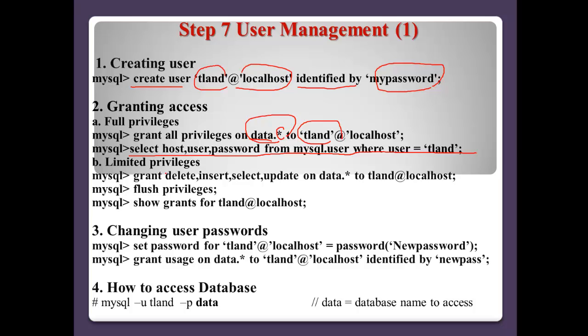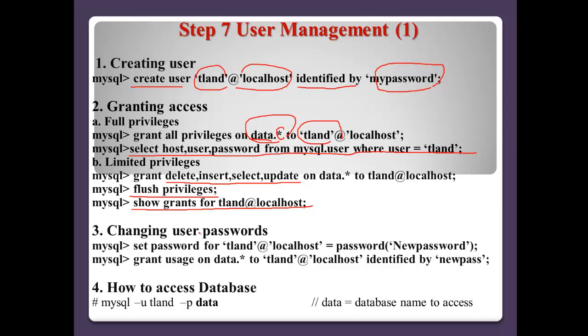B, limited privileges. GRANT DELETE, INSERT, SELECT, UPDATE ON data.* TO tlan@localhost. In this case, I will only give the privileges like this: delete, insert, select, update. And after that, FLUSH PRIVILEGES to update the information. And after that, we can see exact information with SHOW GRANTS FOR tlan@localhost.